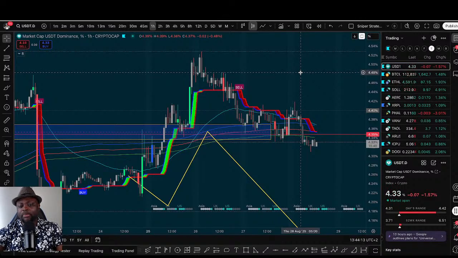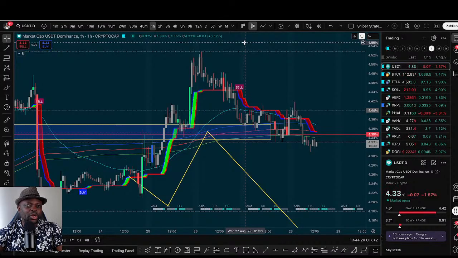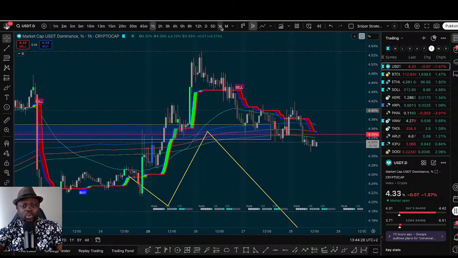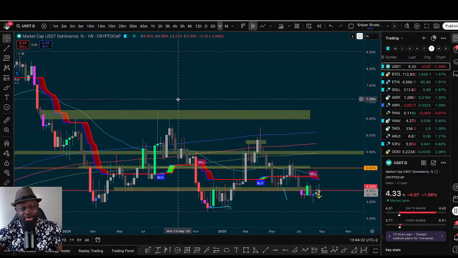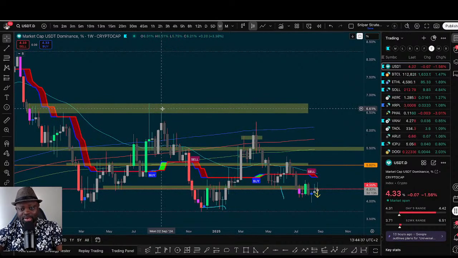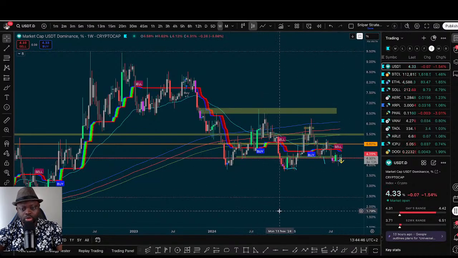So how do you apply this on a day-to-day basis when you're trading cryptocurrency? When you are analyzing the market, where do you begin? You begin from the weekly time frame. You look at the weekly setup, how it is. This is how it looks for USDT dominance. This is the weekly setup. You can see we are actually below this support zone. It's the support zone for dominance.